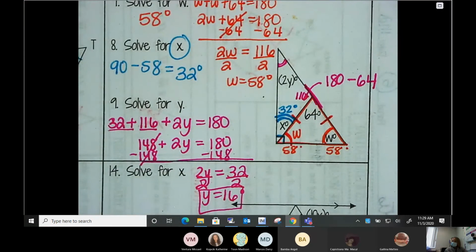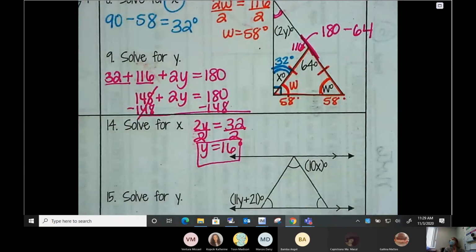Okay. So those ones were a little tougher because they were right next to each other, right on top of each other. But if you determine what kind of triangle it is first, and then you try to set up the equation, it's going to make your life way easier.